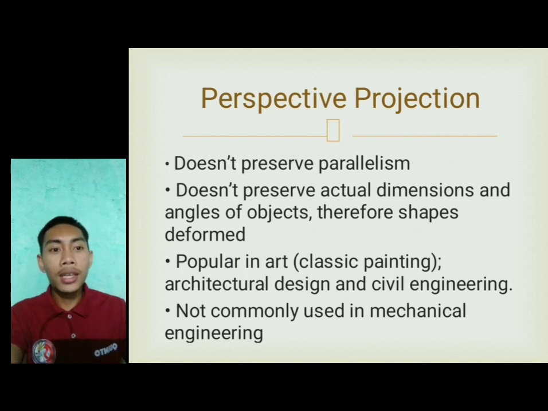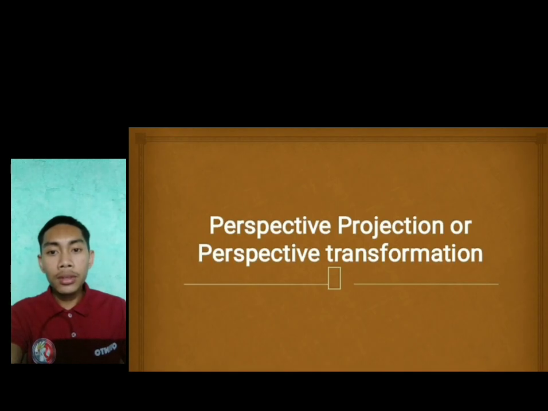Perspective projection doesn't preserve parallelism, doesn't preserve actual dimension and angles of objects, therefore shapes deform. Popular in art, classic painting, architectural design, and civil engineering. Not commonly used in mechanical engineering. Perspective projection or perspective transformation is a nonlinear projection where three-dimensional objects are projected on a picture plane. This has the effect that distant objects appear smaller than nearer objects.